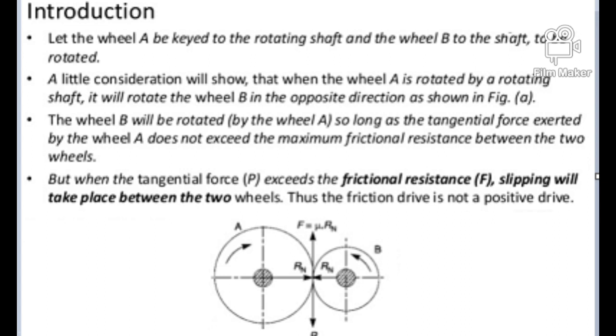The wheel B will be rotated so long as the tangential force exerted by the wheel does not exceed the maximum frictional resistance between the two wheels. But when the tangential force exceeds the frictional resistance, slipping will take place between the two wheels. Thus, the friction drive is not a positive drive.